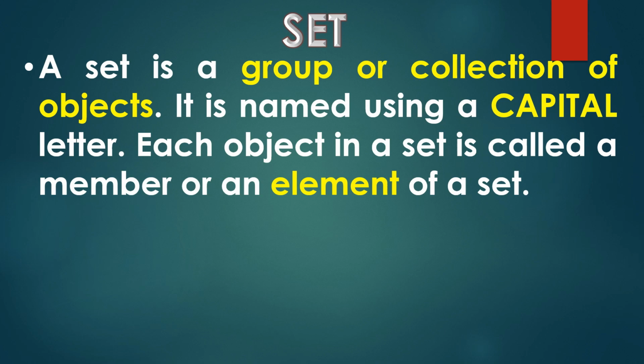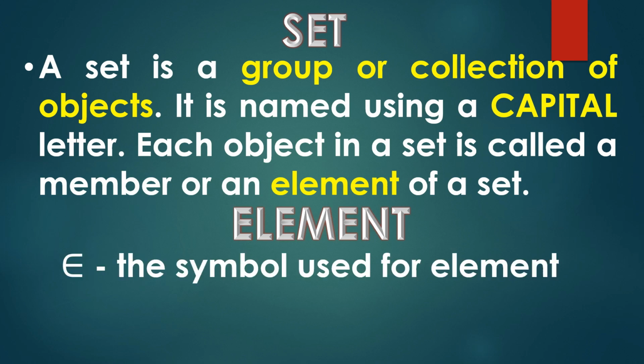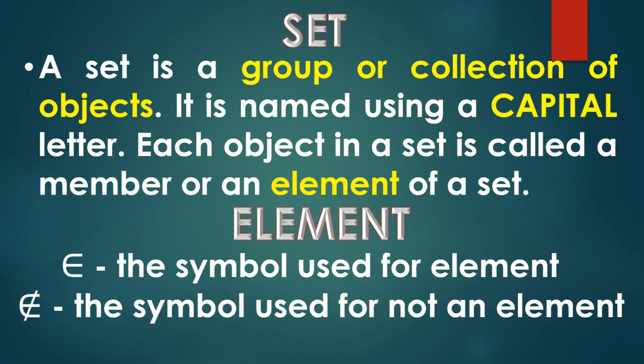They are Set A, which is the set of objects that a person can wear, Set B, which is the set of toys, and Set C, which is the set of fruits. The element is the member of a set. We use this symbol to tell that an object is an element of a set. Otherwise, we use this symbol to tell that an object is not an element of a set.